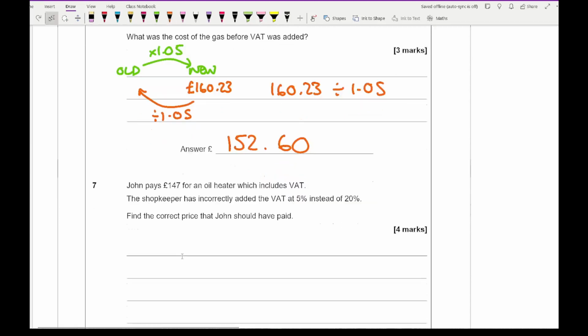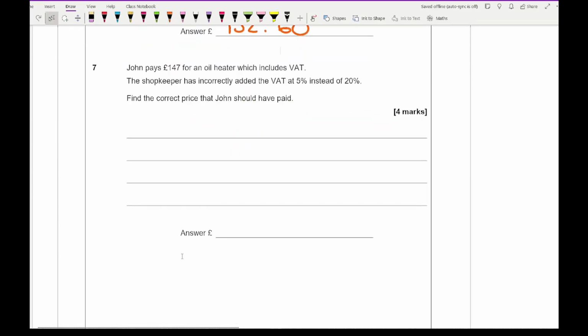£152.60. It then says John pays £147 for an oil heater which includes VAT. The shopkeeper has incorrectly added the VAT at 5% instead of 20%. What a plonker. And it says find the correct price that John should have paid.